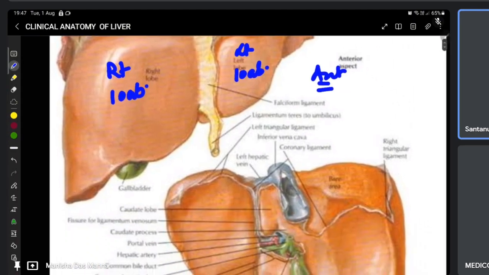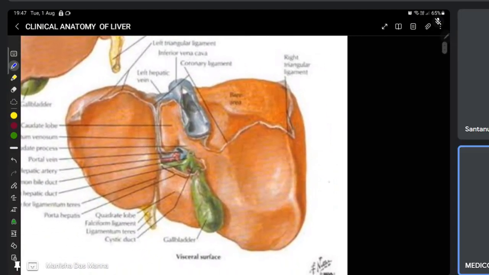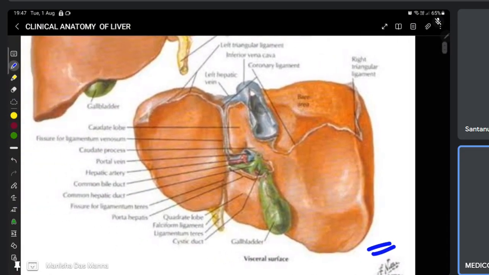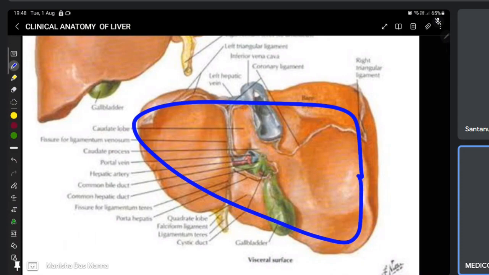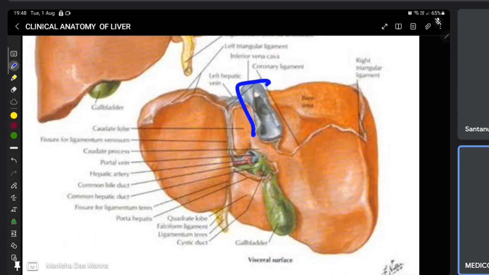Next, the posterior view, again from an Atlas. In this posterior view, this is the liver. What is this? This is the IVC, the inferior vena cava. The IVC is lodged within a groove on the posterior surface of the liver. This is called the IVC groove.